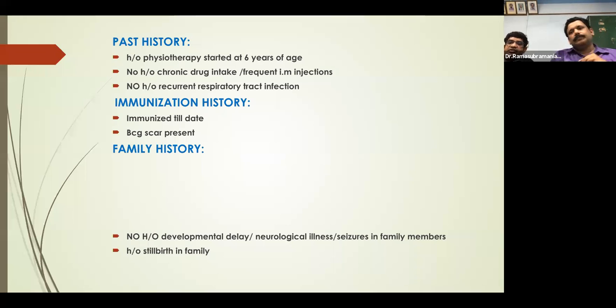Family history: no history of developmental delay, neurological illness, seizures. History of stillbirth. You should also ask about any behavioral problems in any other sibling, if at all. If this child is an only sibling, or you have to look for any autism or something. If you are thinking about family history in a neurological case, with the other child, any cognitive disturbances or behavioral problems, you should ask.